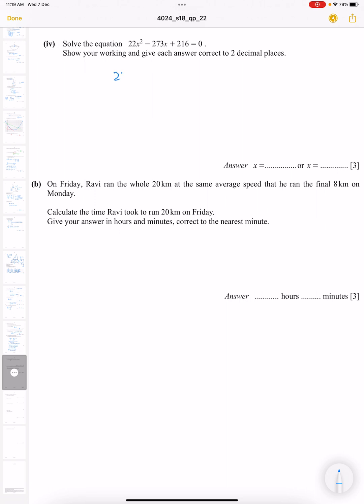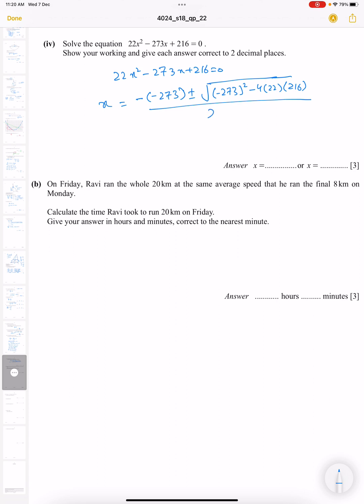Now you have to solve this equation by using quadratic formula. So x is equal to minus 273 plus minus square root of 273 square minus 4 times 22 times 216, over 2a, so 2 into 22. We can solve it directly on calculator as well if you have the equation, but you will have to show at least this step of working. Let me solve it on calculator. So I get 0.85 as one solution and 11.56 or 11.6 as another solution.